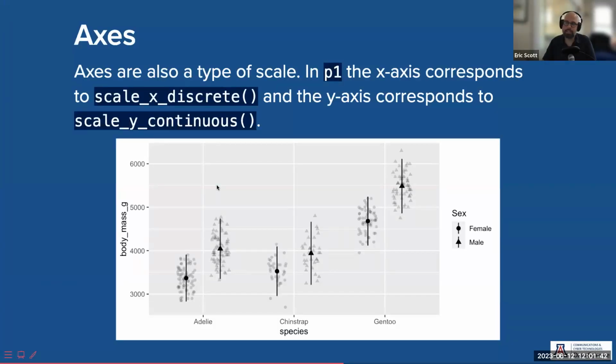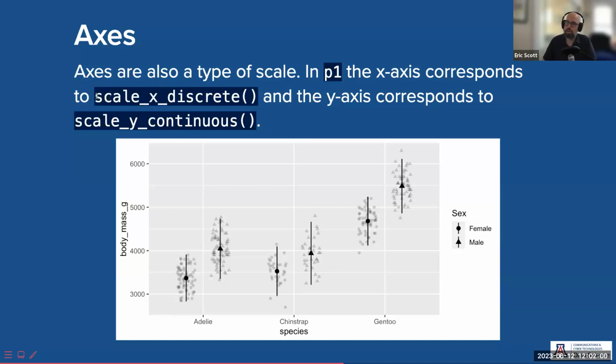So axes are also a type of scale. The really good news is everything you just learned about scale color and scale shape really applies also to scale X and scale Y. So scale X in this plot is discrete.